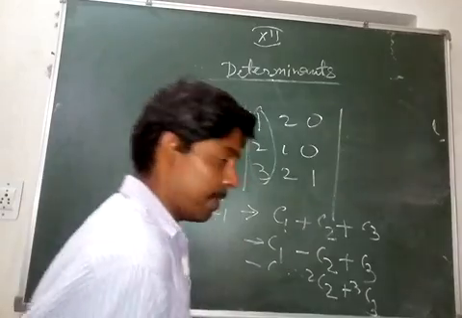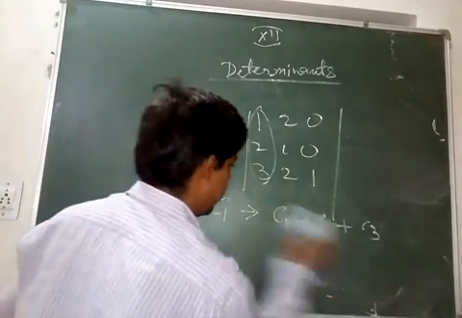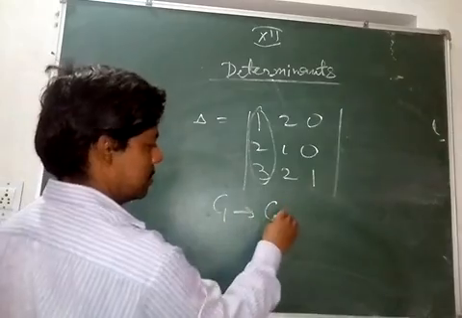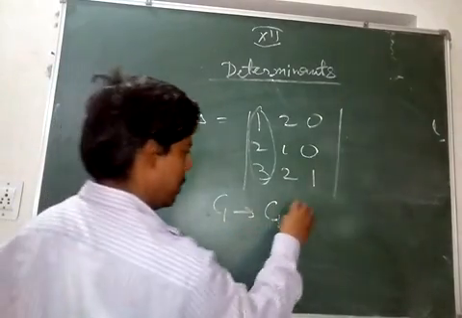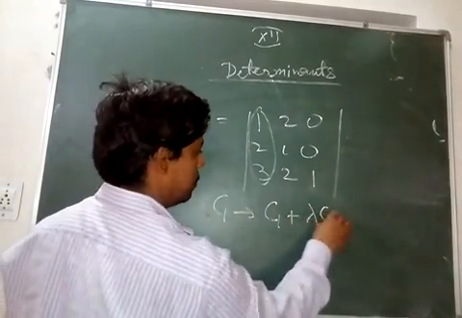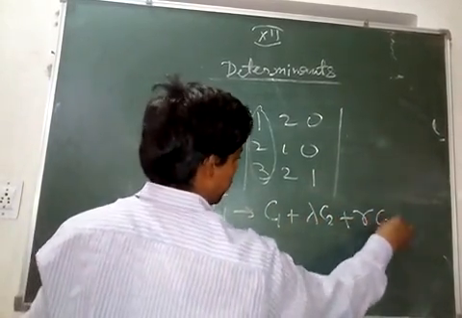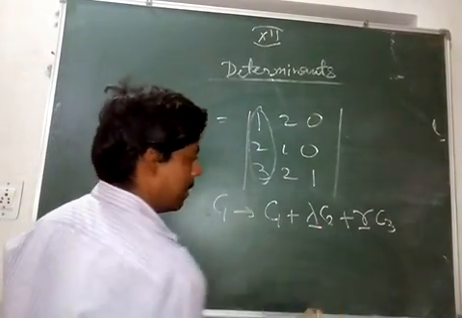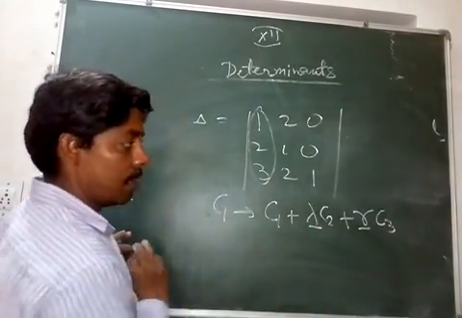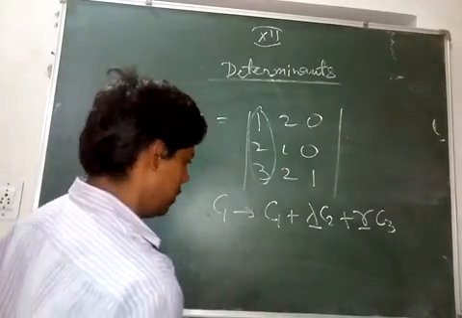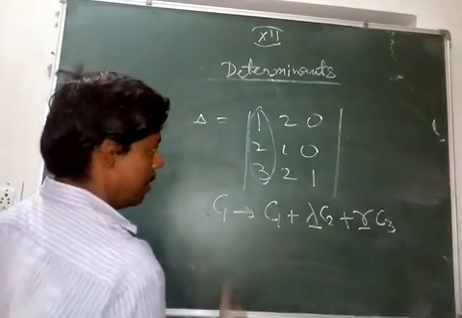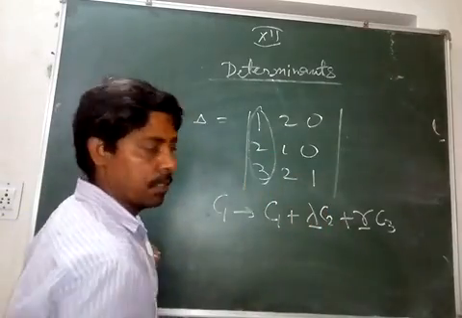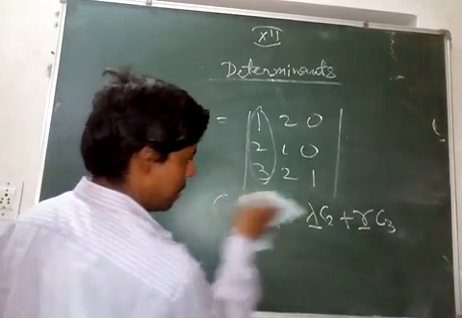So, or you can subtract also. So we normally write it like this. We can write C1 as C1 plus lambda times C2 plus gamma times C3. This operation can be done. Okay, lambda and gamma are any real numbers, that you have to understand. And if it is a complex determinant, then lambda and gamma can be any complex numbers. So this is column transformation.